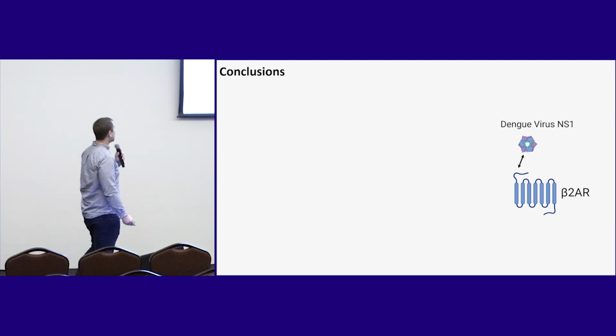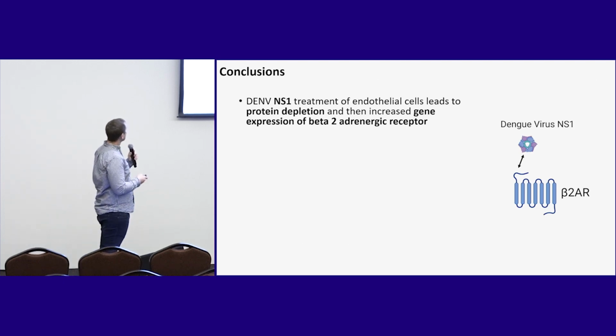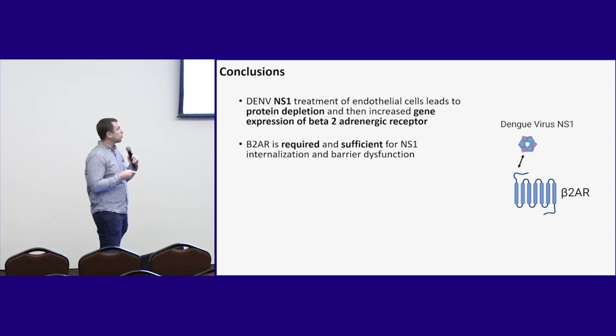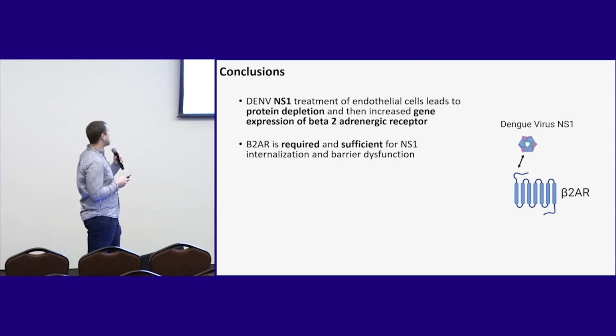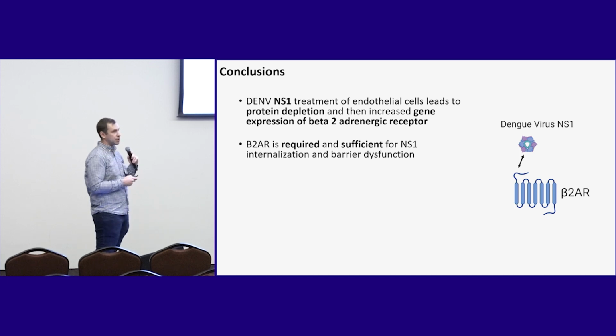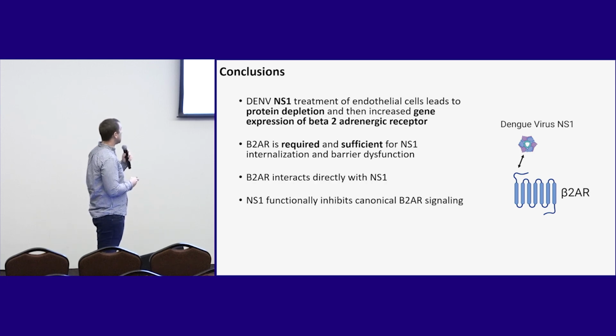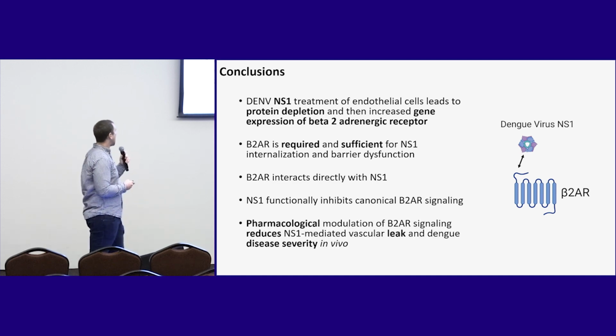So today what I've told you is that dengue NS1 treatment of endothelial cells leads to depletion of protein and then overexpression of the beta-2 adrenergic receptor. B2AR is required and sufficient for internalization and barrier dysfunction of NS1. B2AR interacts directly with NS1, where it also inhibits canonical B2AR signaling, and pharmacological modulation of B2AR signaling reduces NS1-mediated vascular leak and dengue disease severity in vivo.